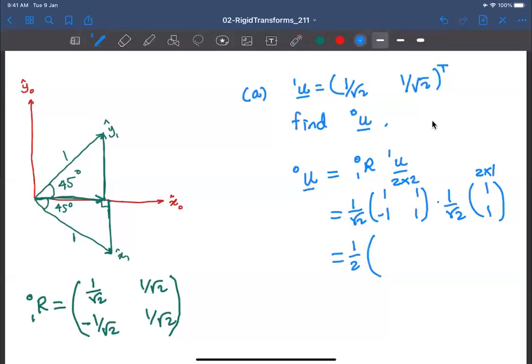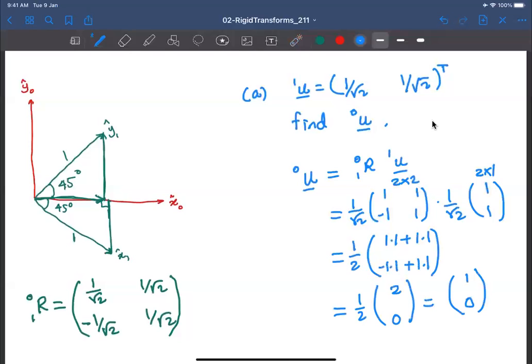So it's 1 times 1 plus 1 times 1. Where did I get this from? It's 1 times 1 plus 1 times 1. And then in the second row, I have a minus 1 times 1 plus a 1 times 1. And that is equal to 1/2 into 2 and 0, which equals 1 and 0.